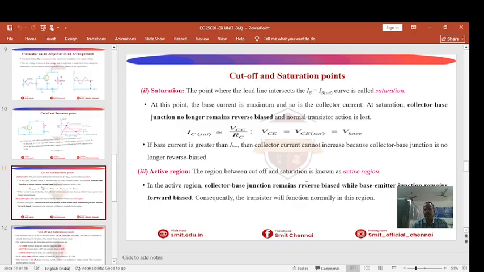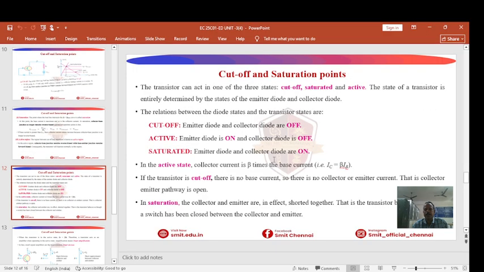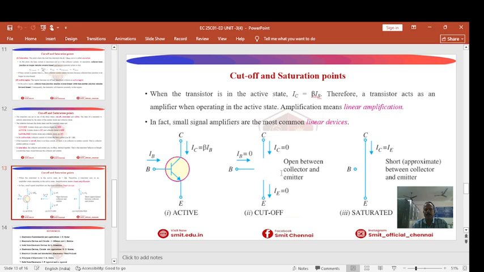So we have to select the Q point. Based on the exact Q point, we can get faithful amplification of the signal. There are three important parts: the cutoff part, the active part and the saturated part. These play a very vital role in deciding the characteristics of the transistors, whether they can be used for amplification purposes or for switching purposes.